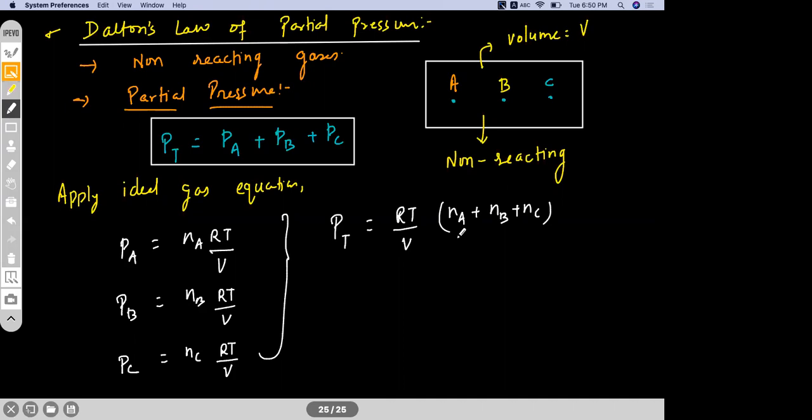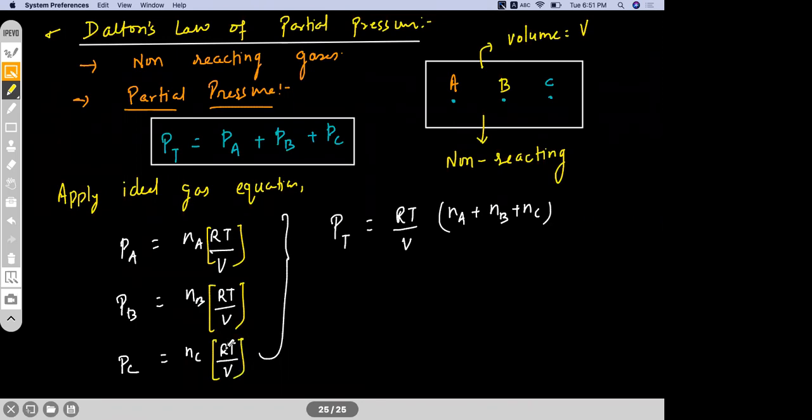Any doubt in this? No? Right? Now you see this RT by V, we can replace in terms of pressure of A or in terms of pressure of B or in terms of pressure of C. We have all three choices here, right? Because RT by V is there in all the expressions. So whatever we want, we can do.